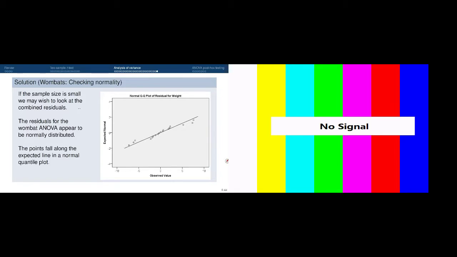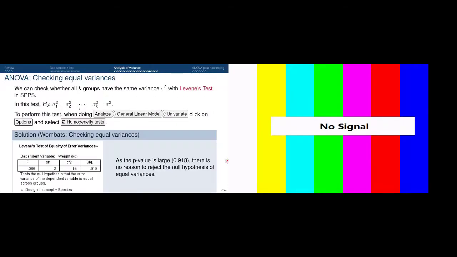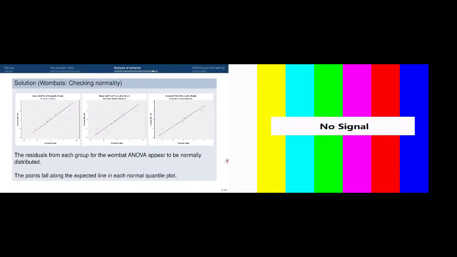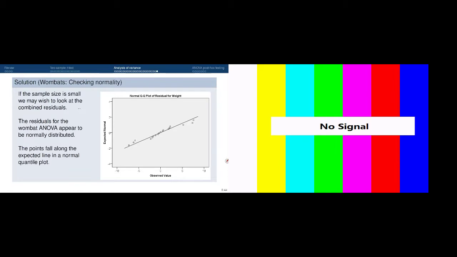Now, if the sample size is relatively small, as it is in this case, there's only six in each group, it's also okay to just do a QQ plot of them all combined. All right, don't break it out over the different groups. Now, if the sample size in each of the groups was, I don't know, 20, 30, well, then you definitely should do those plots separately, okay? And check whether each of the group's residuals are normally distributed or not. Anyone have any questions before we move on?